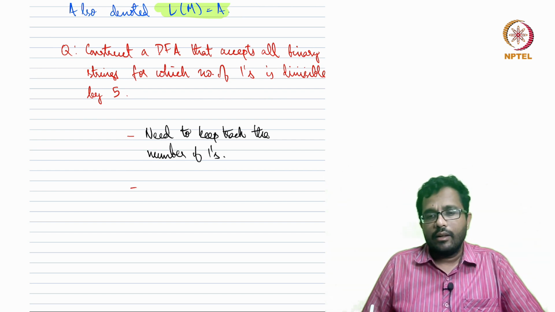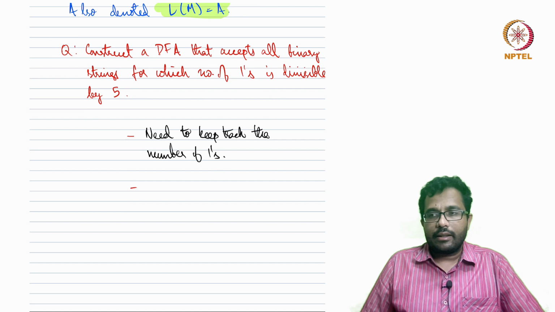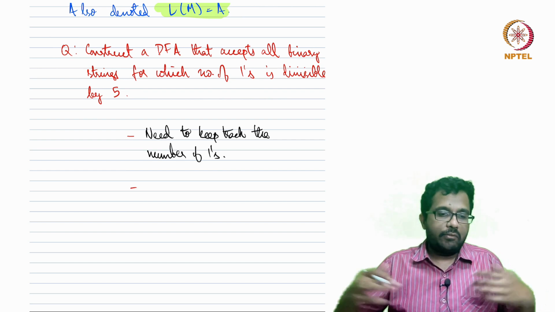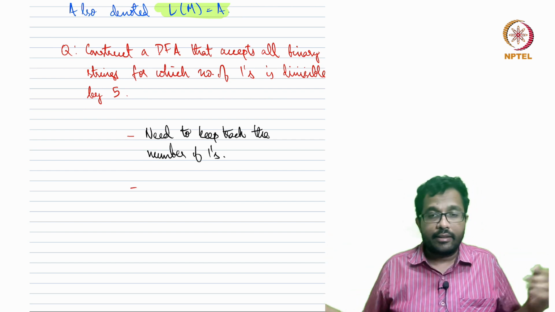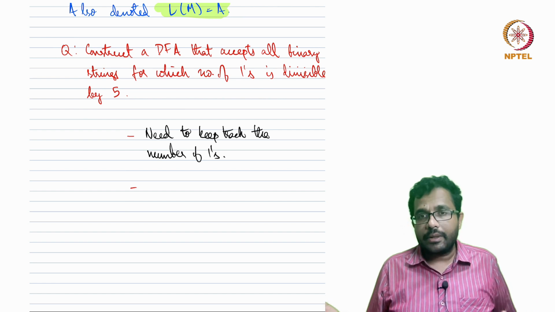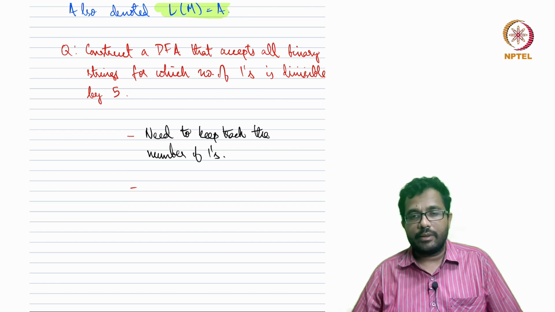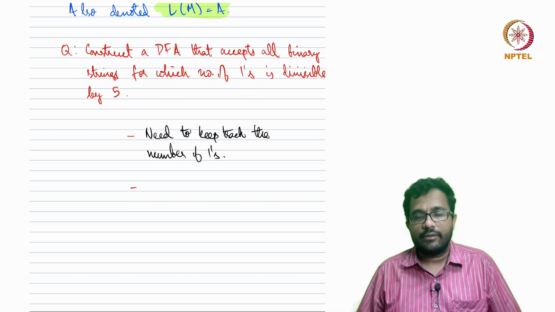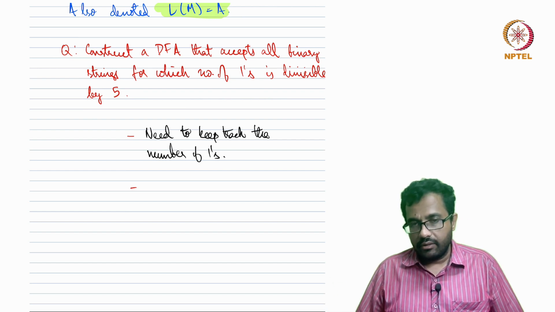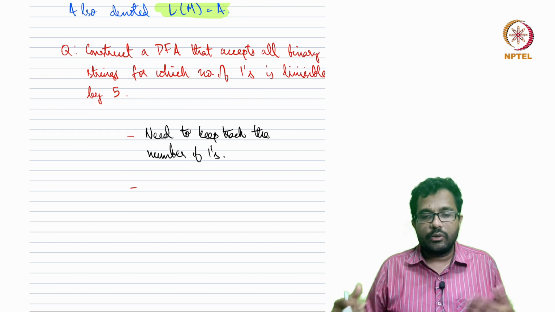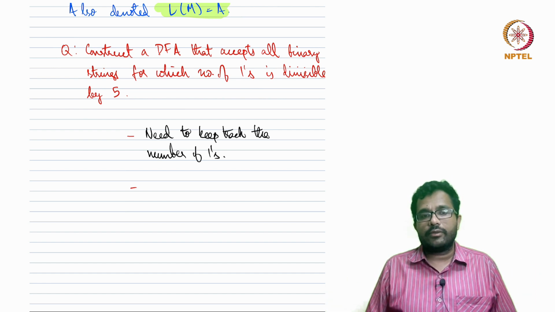But then there is a problem. Let's say the string is huge and it has 100 ones, so you need to keep track of the number 100, which is a multiple of 5. So do you keep counting? If so, there is no limit. So how do you keep track of that much?